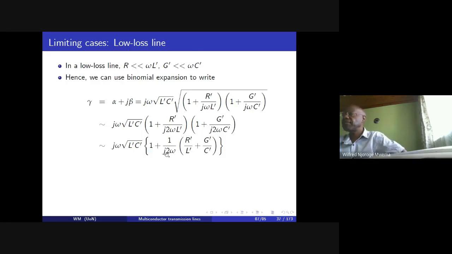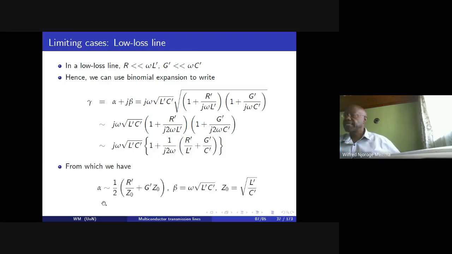And therefore, we are just left with, again, the first two linear terms, which is 1 plus 1 over j 2 omega into R prime over L prime plus G prime over C prime, just like we got before. And therefore, we are going to distribute this factor through to get the values of alpha plus j beta. So we can see that alpha is approximately given by a half of R prime over Z naught plus G prime times Z naught, and beta is just going to be given by omega root L prime C prime, which is exactly as in the lossless case, and Z naught is defined as the square root of L prime over C prime.